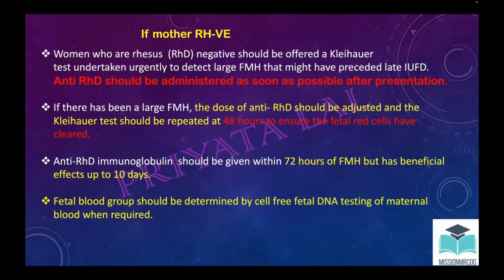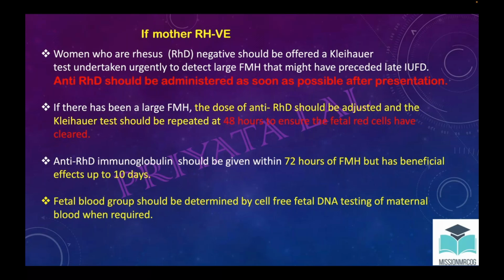Okay, apart from this, we already know that anti-D should be given ideally within 72 hours of fetal maternal hemorrhage, but it can be given up to 10 days. If the fetal blood group is not known and they want to get it, we can detect it by free fetal DNA testing from the maternal blood.